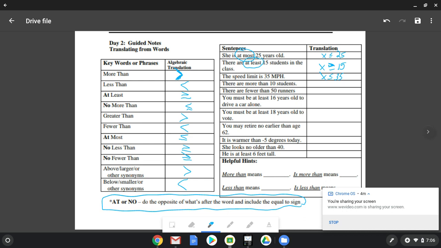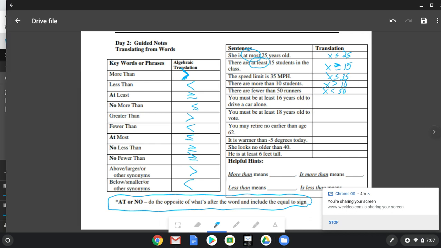There are more than, so X more than means just greater than. It doesn't say at or no, so there's not an equal to underneath. And 10 students would be what that looks like. Fewer than, so it would be X is less than, and then fewer than is less than, and there's 50 of them, 50 runners.